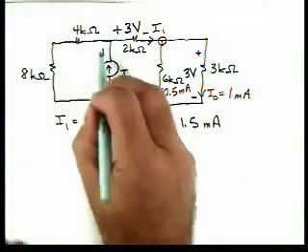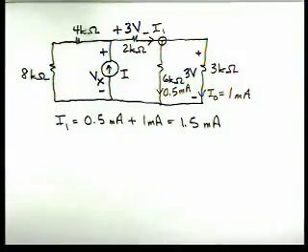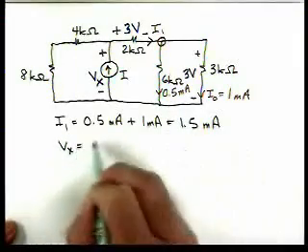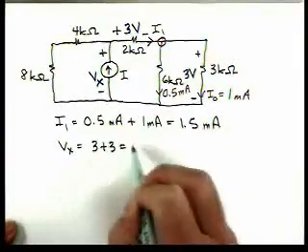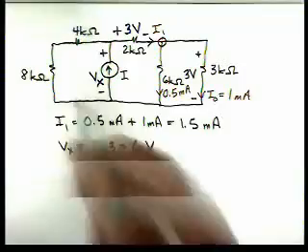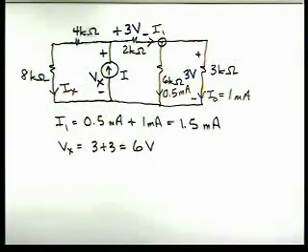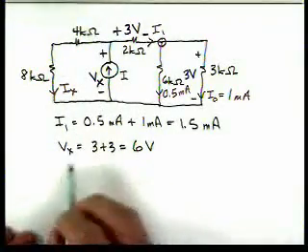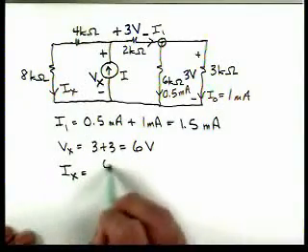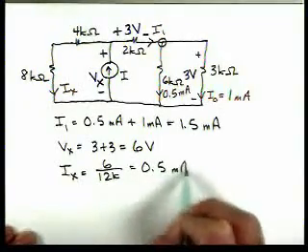Now we can calculate this voltage Vx, and we can do that by using Kirchhoff's voltage law around this loop. So Vx is equal to 3 plus 3 equal to 6 volts. So now that allows us to calculate this current I'll call Ix, because now we know the voltage across those two resistors in series. So Ix is 6 divided by 12 kiloohms, which is 0.5 milliamps.